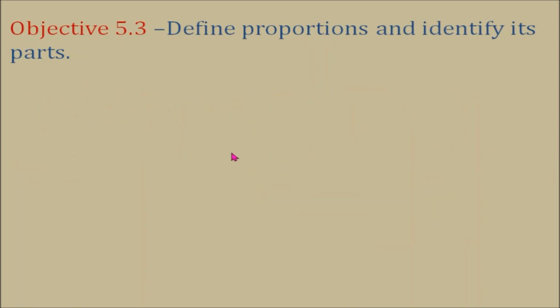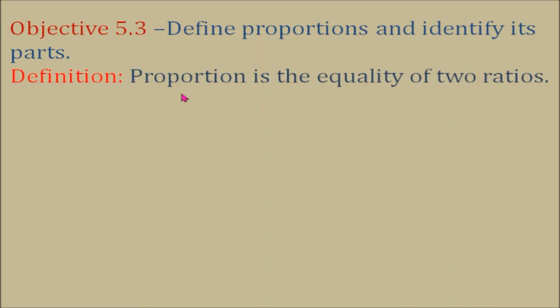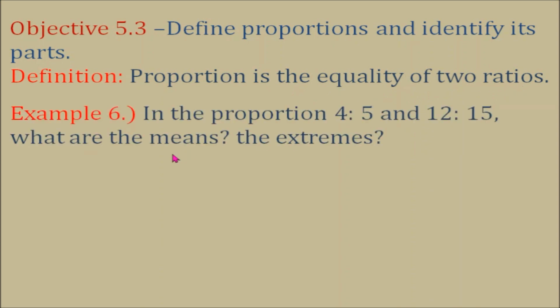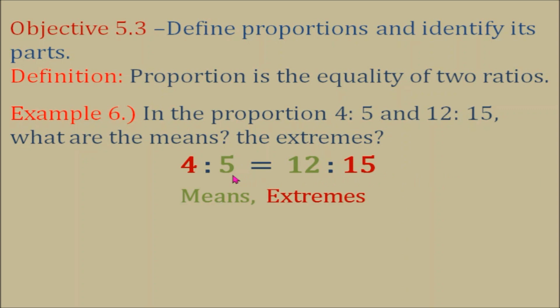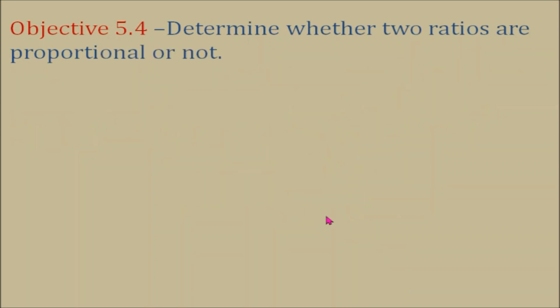Objective number 3. Define proportions and identify its parts. So proportion is the equality of two ratios. Example number 6. In the proportion 4:5 and 12:15, what are the means and what are the extremes? So we have here 4:5 equals 12:15. So 5 and 12 are called the means, while 4 and 15 are called the extremes.